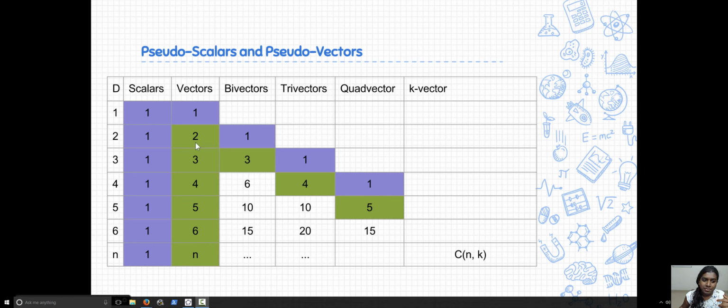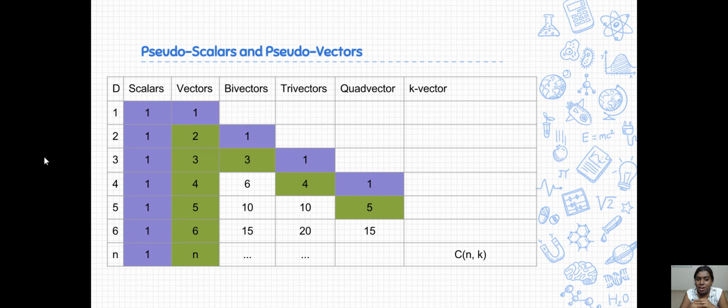All have exactly 1 degree of freedom. And we call these the pseudo scalars because they behave exactly like scalars. Similarly, a vector in 2 dimensions or a bivector in 3 dimensions or a trivector in 4 dimensions all behave like a vector. They have the same degree of freedom as the dimension itself. So we call these pseudo vectors.